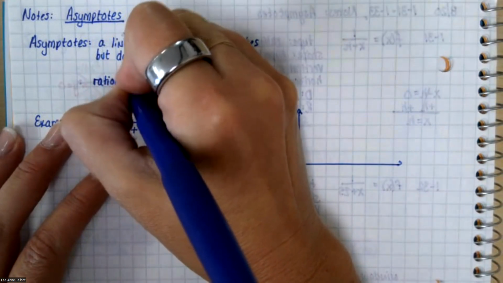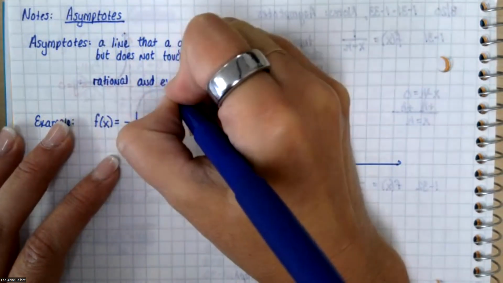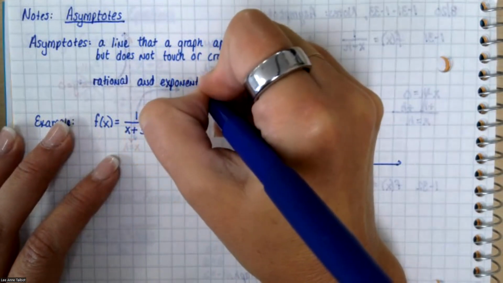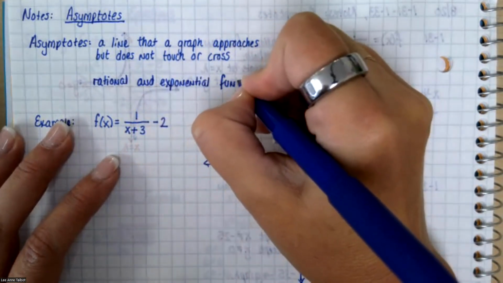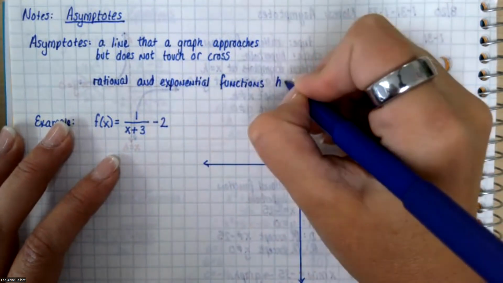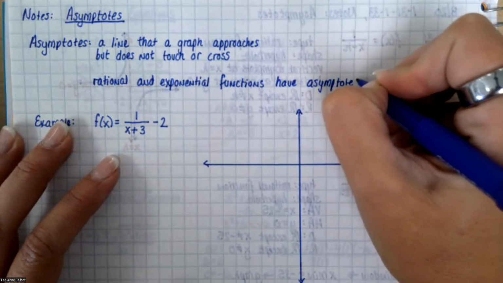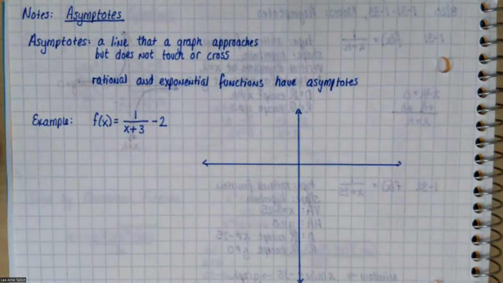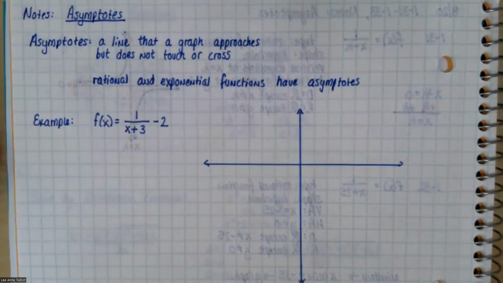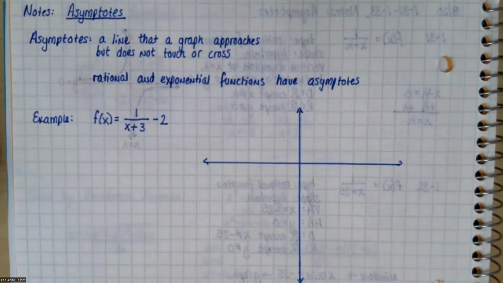Rational and exponential functions have asymptotes. Exponential is back from Math 1. We're going to go over that again in chapter 2. So give that some time.